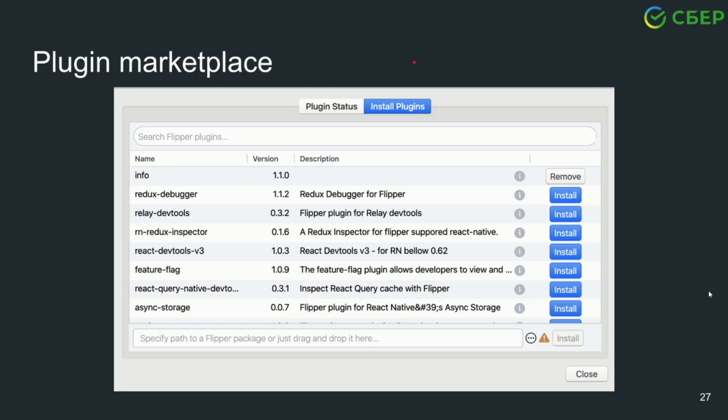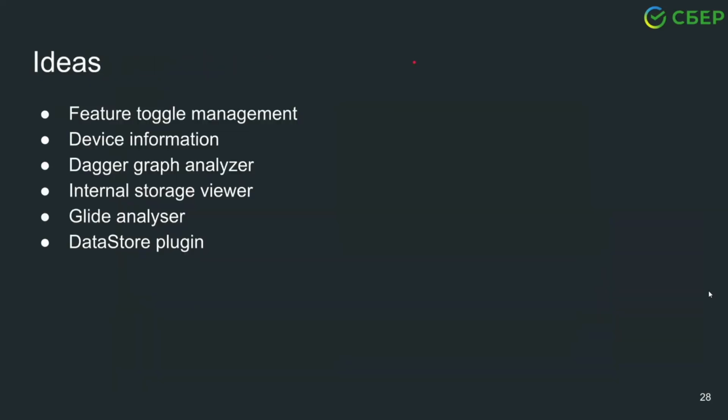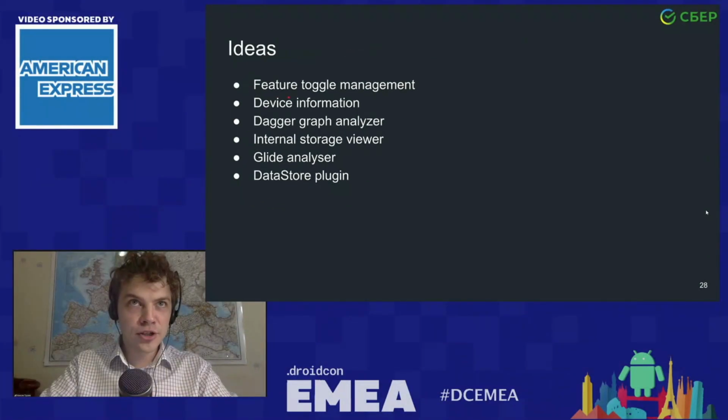If you're thinking about writing a custom plugin and you don't want to join ADB IDEA plugin development, then there are some ideas for you. For example, you can create a feature toggle management plugin, or probably change endpoints from the desktop. You can create a device information plugin, maybe a debugger graph analyzer, or, for example, a data store plugin, right? Because shared preferences are now deprecated, and Flipper doesn't support data store yet. So you could create a pull request, and it will be merged in the master, and you'll become famous at Facebook, at least.